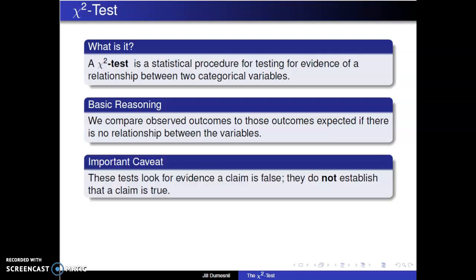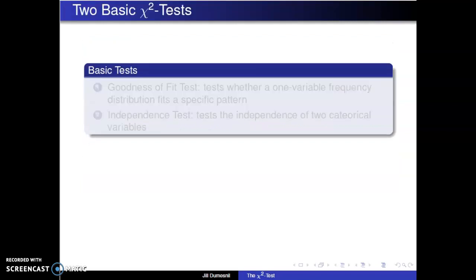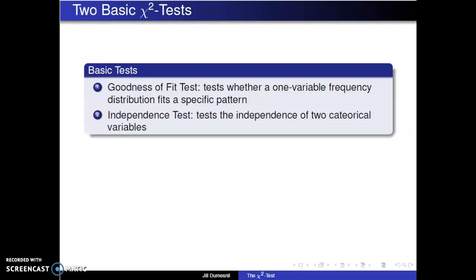An important caveat to remember is that these tests look for evidence a claim is false. They do not establish that a claim is true. There are two basic chi-squared tests. The goodness of fit test is used to test whether a one-variable frequency distribution fits a specific pattern. The independence test is used to test whether two categorical variables are independent.